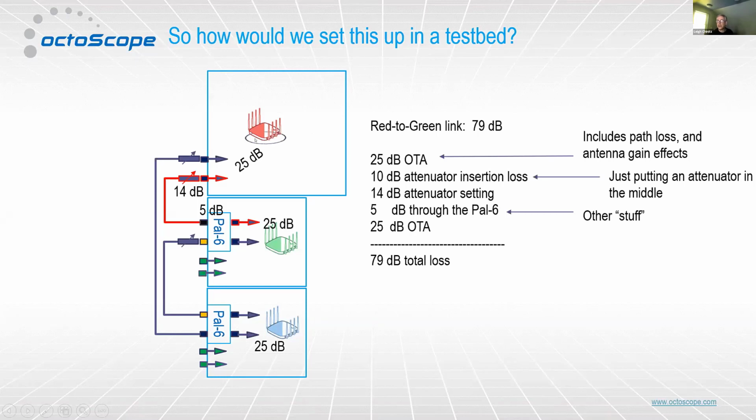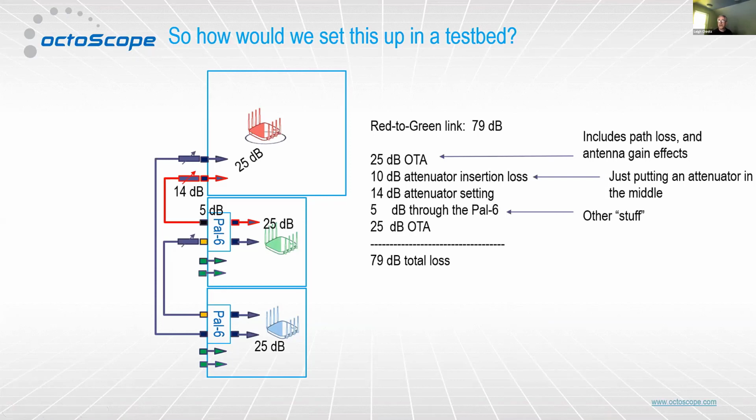So if we just use the information that I've just been discussing, we know we've got 25 dB of over-the-air path loss on each side in each of these boxes. We've got an attenuator that just has 10 dB of insertion loss all by itself. We've got a 5 dB because there's a 1 to 2 splitter in this part of the link in this PAL6. So we add all that up. That's 50, 60, 65 dB. We know we want 79. So to get to 79, we just turn our attenuator from 0 to 14. And then boom, we've got 79 dB of total loss between those two.